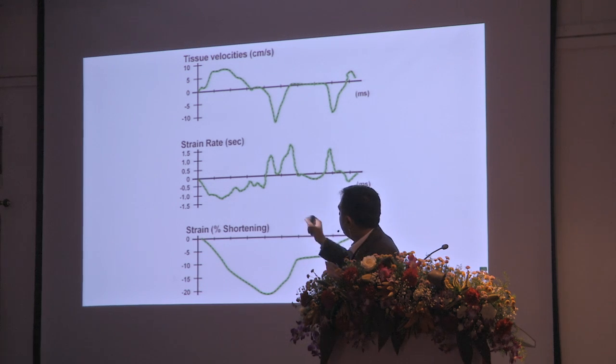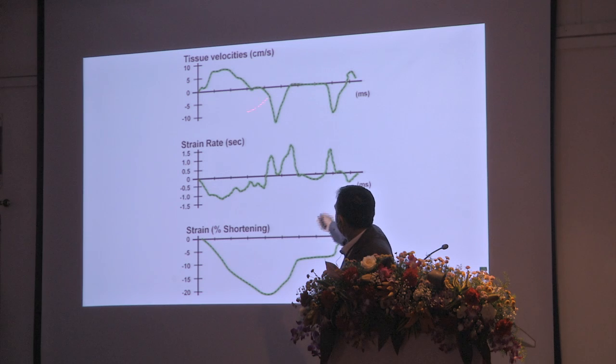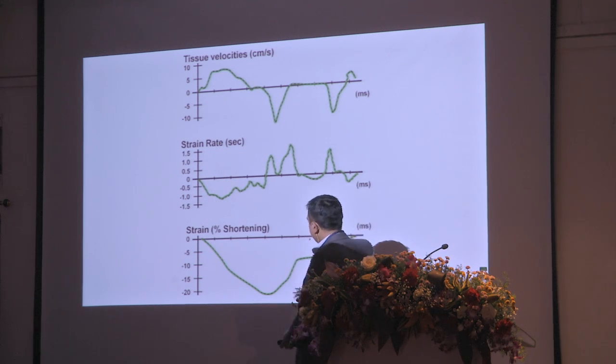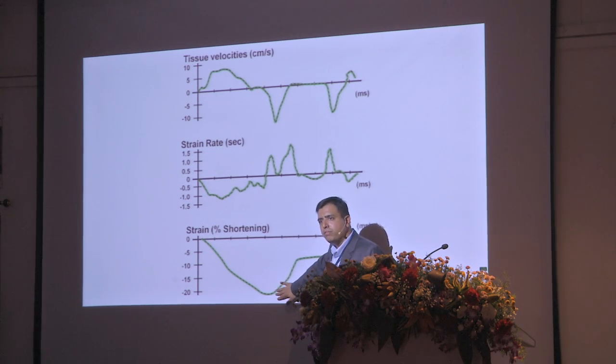Okay, so once you have the tissue velocities, or you measure it, the machine will automatically measure the strain, and it will automatically measure the strain rate. Now you see, there are so many spikes in the tissue velocity, there are so many spikes in the strain and strain rate. The strain curve is a very smooth, simple curve. Okay. And this is what we are going to use clinically more and more in the future.